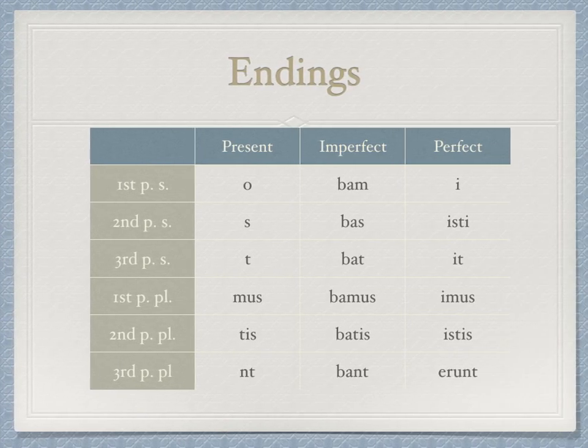Finally, I really strongly recommend that you compare these 3 sets of endings to help you look for patterns so that it's easier to recognize. For example, the second person singular always has an S in it, third person singular always ends in a T, mus and tis stand out nicely for first and second person plural, as does NT for the third person plural. So looking at these patterns will help you to memorize them.